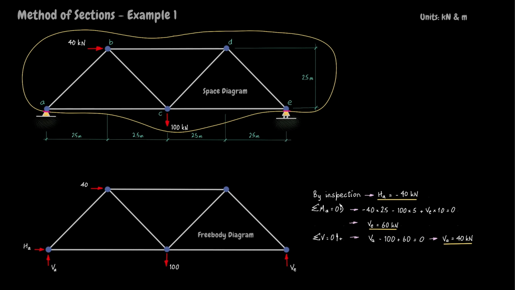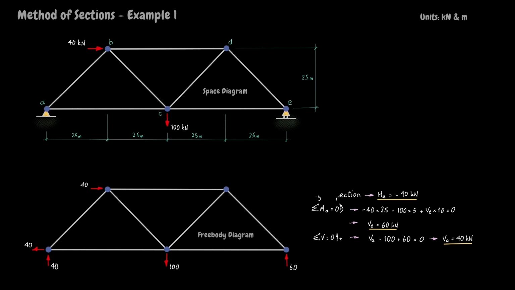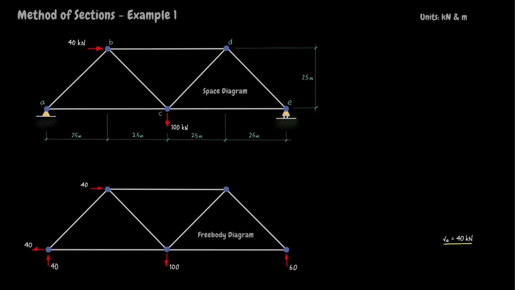Replace the labels on the reactions with numerical values, noting that the arrow representing HA has been turned around to lose the negative sign. Next, erase the bubble and calculations to free up screen space. If you want to see a more detailed video on finding reactions, then click the link on the screen.